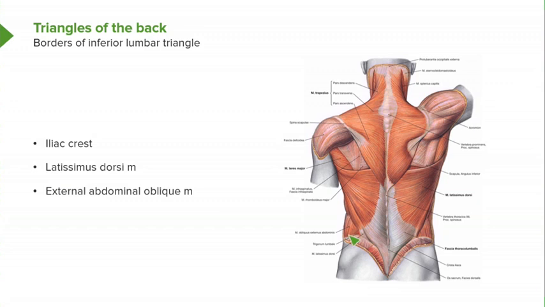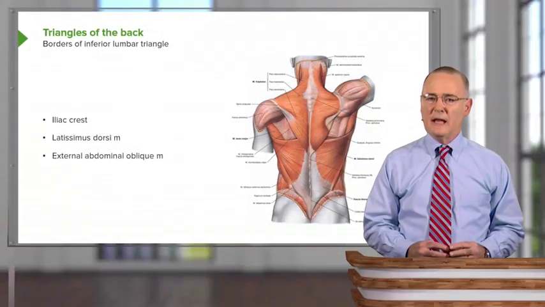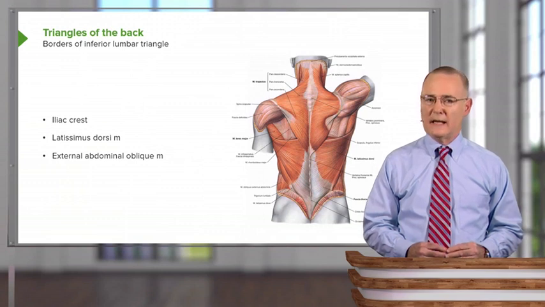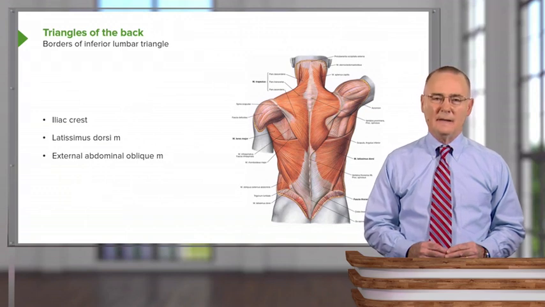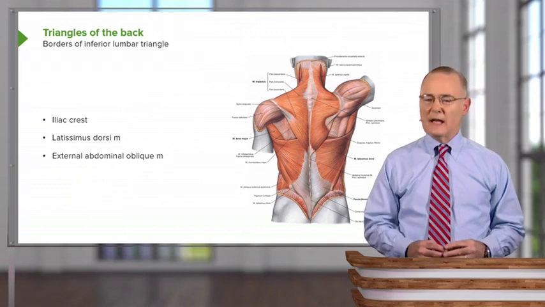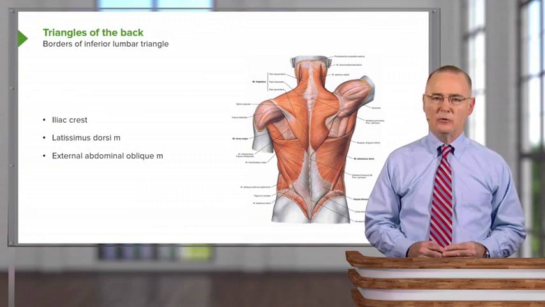Some clinical relevance to the lumbar triangles, not very common, but the superior lumbar triangle and the inferior lumbar triangle are potential sites of weakness. So in some cases, you can have herniations through either one of these triangles. We'll also see here very, very shortly another clinical application as it relates to the inferior lumbar triangle.